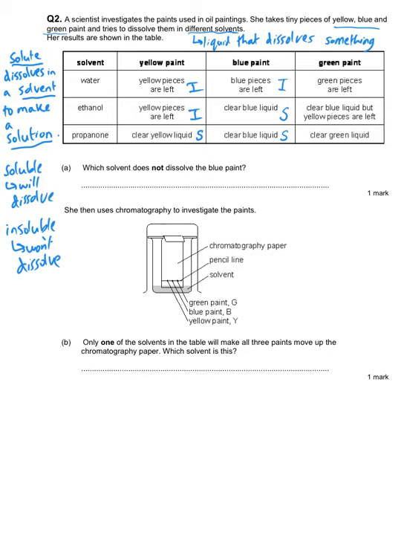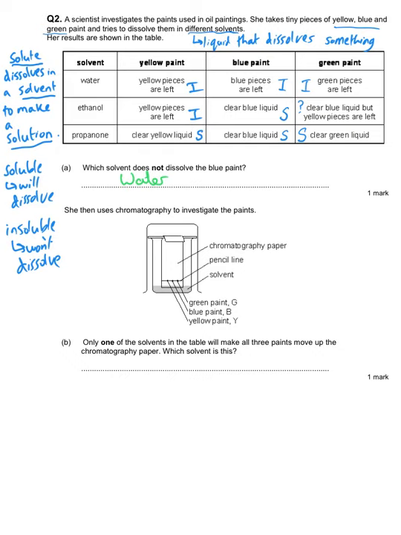And then last of all, the green paint, we have got green pieces left, so insoluble in water, and then there's a clear blue liquid, but yellow pieces are left. So that's a question mark there, we'll come back to that one. And then propanone, we've got a clear green liquid, so that is soluble. So which solvent does not dissolve the blue paint? And so we're looking at the middle column, and the answer is water. Water, in fact, didn't dissolve any of them.